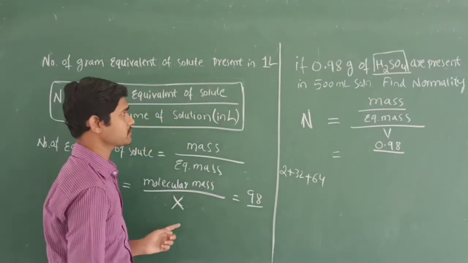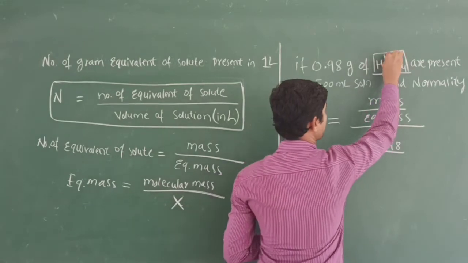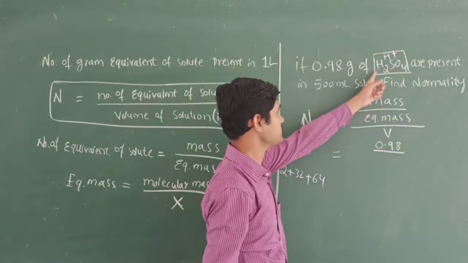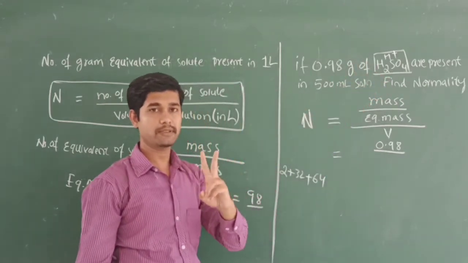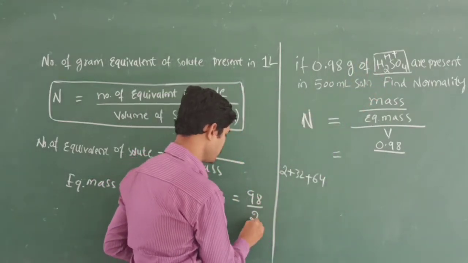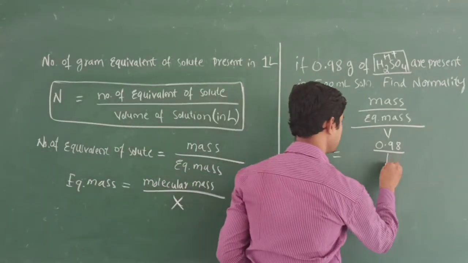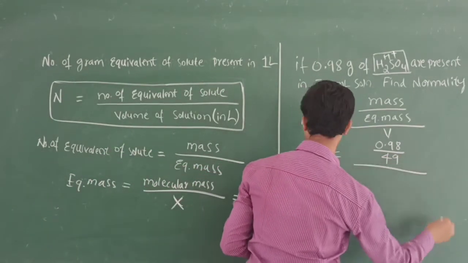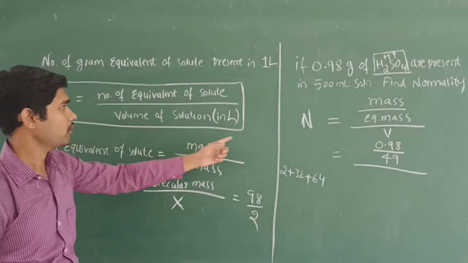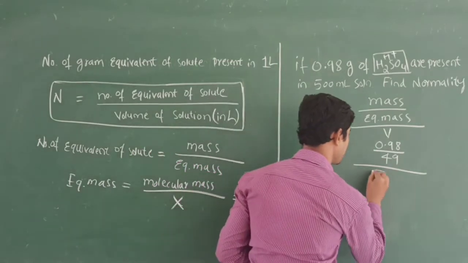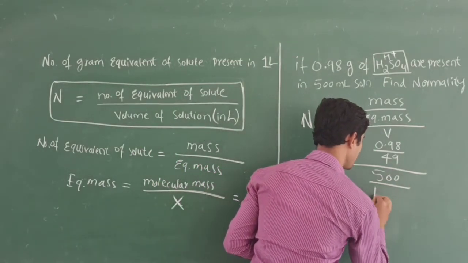And what is X? X is nothing but the number of H plus ions. How many will be there in H2SO4? There will be 2 hydrogen plus ions, so we divide by 2. So 98 by 2 becomes 49, and we write 49 here, divided by the volume of the solution. The volume is given as 500 ml out of 1 liter, that is 500 divided by 1000.